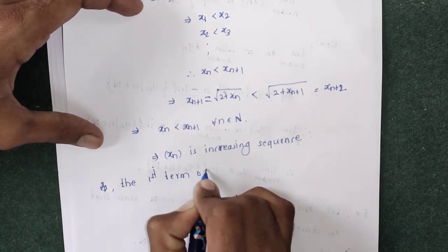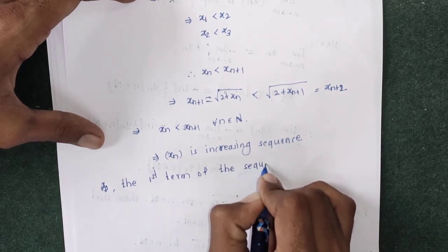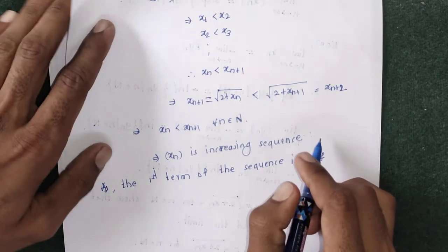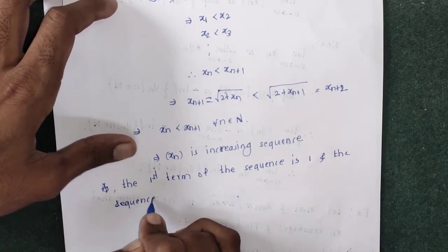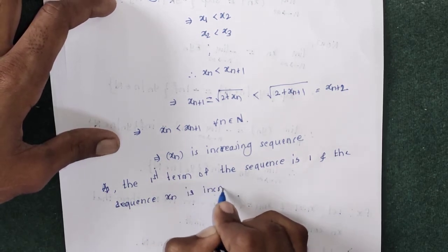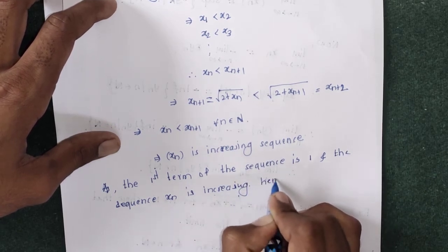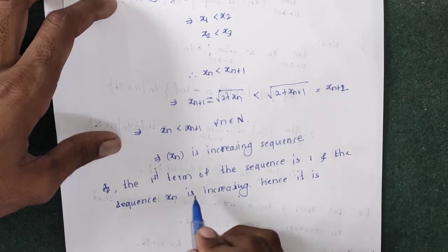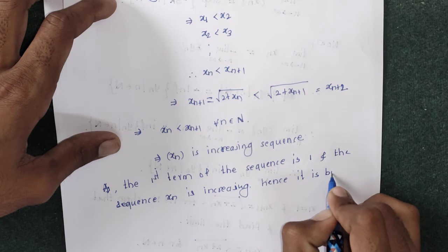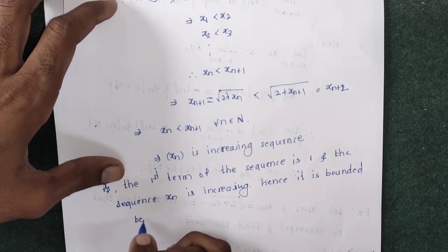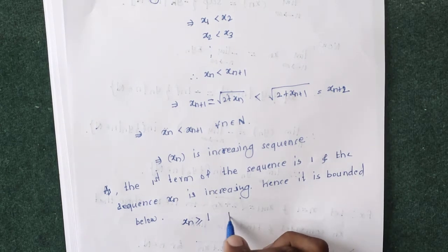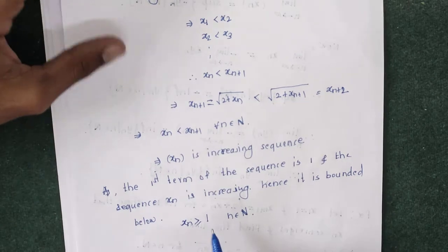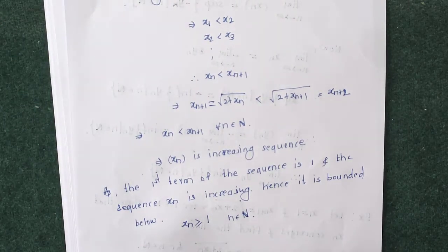As the first term of the sequence is 1 and the sequence xn is increasing, hence it is bounded below, because the first term is 1 and all other terms are greater than 1. Clearly all the terms of the sequence xn are greater than or equal to 1 for n belongs to the set of natural numbers, so 1 is the lower bound of the sequence, and this sequence is bounded below.